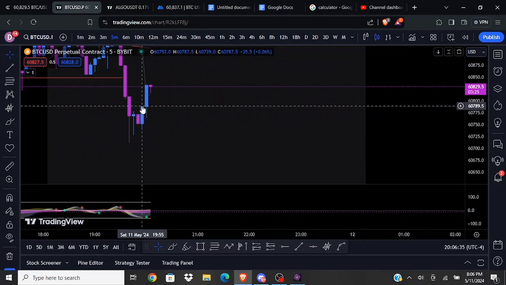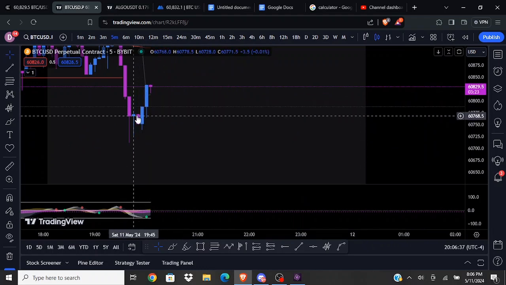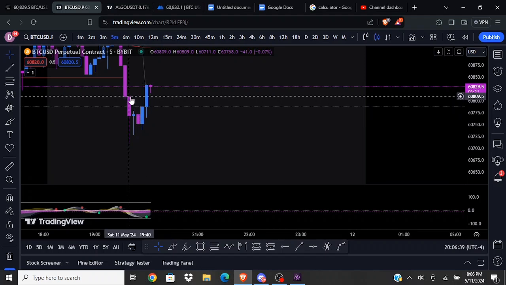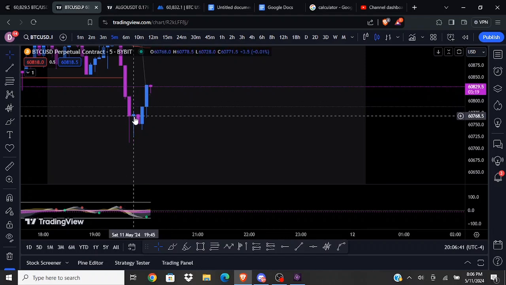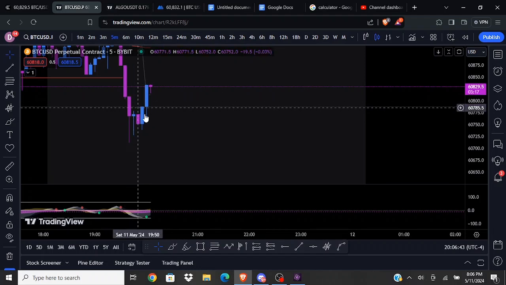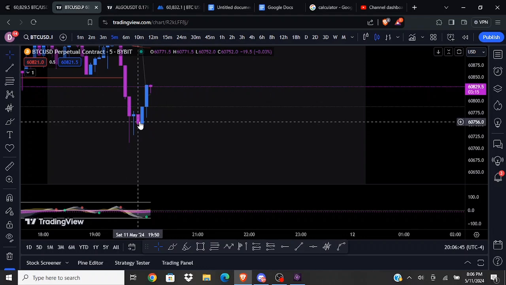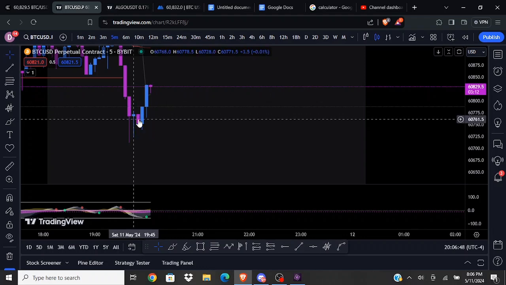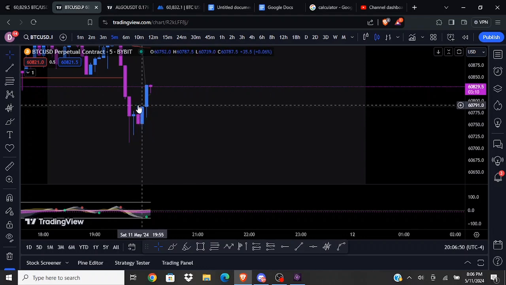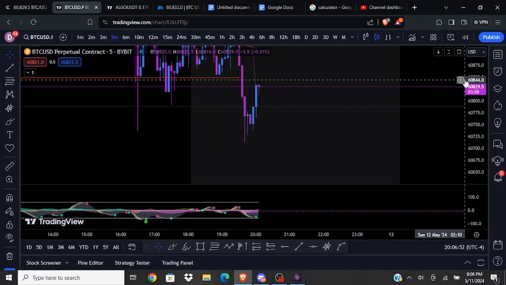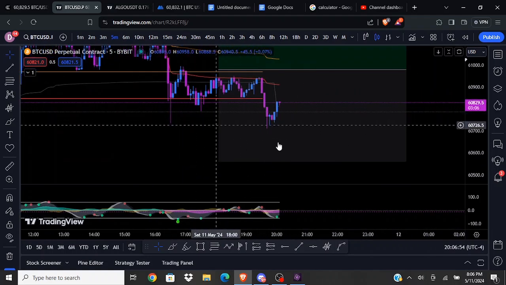One candle closed above a previous candle open. So, this candle opened here, closed here. This candle did not close above this candle's open. This candle closed down here, so it did not close above this candle's open. This was the first one to actually close above a previous candle open. So that was another sign for me.